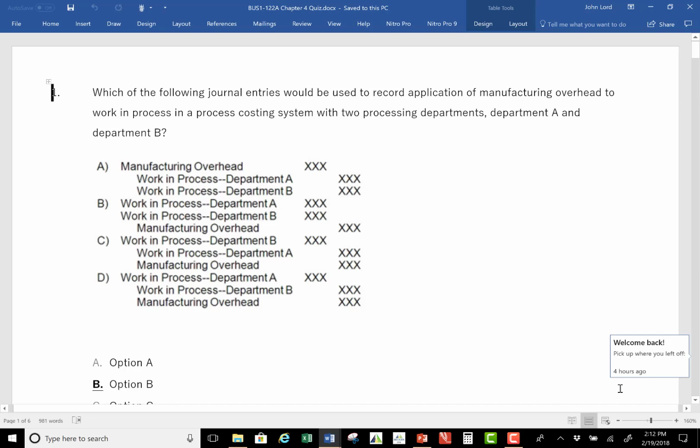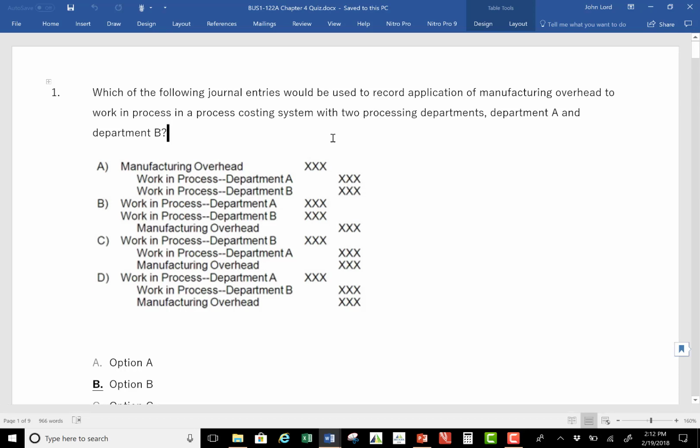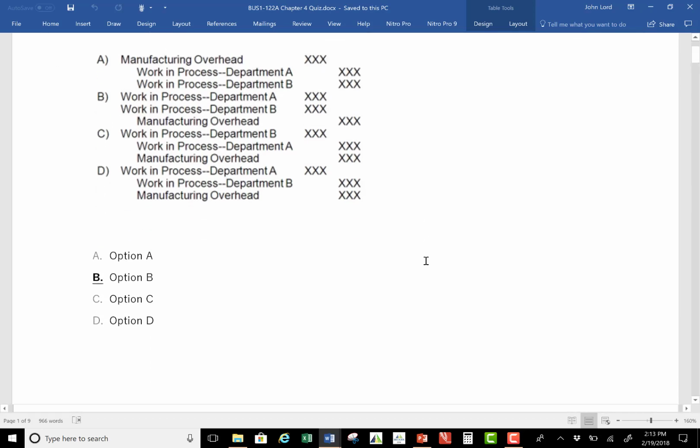Okay, I think we already did this one. Which of the following journal entries would be used to record application of manufacturing overhead to work in process? We did this one, and the answer here is B. You debit work in process per department, right? And you would credit the manufacturing overhead as you apply it, and you do it by department instead of by job number like we did for job order costing. So we looked at that one.